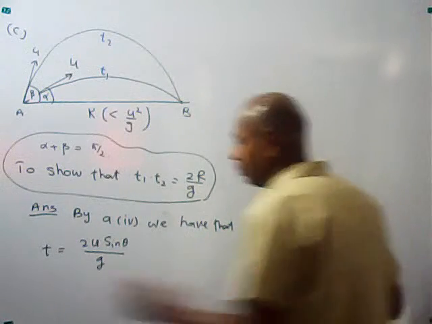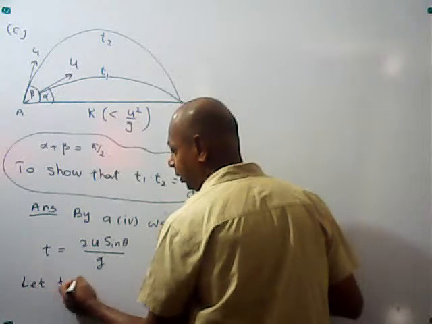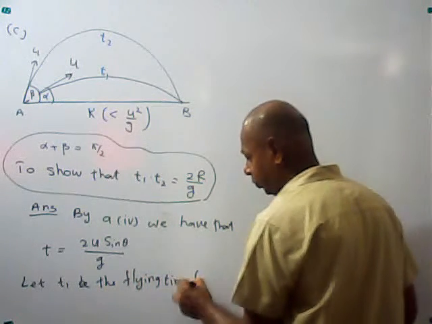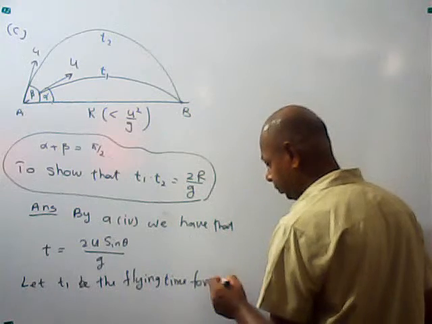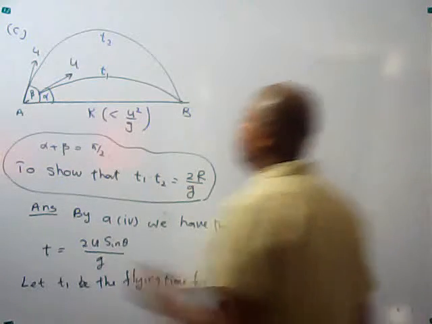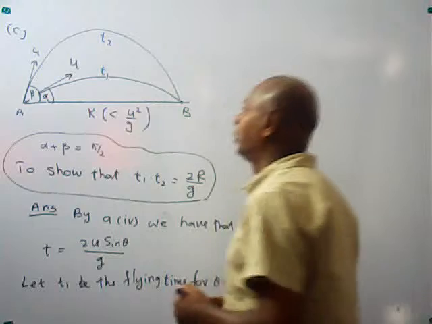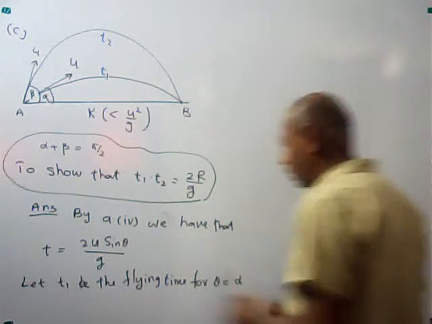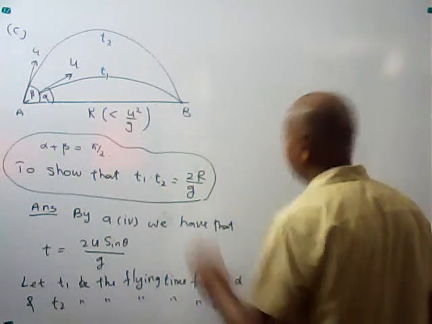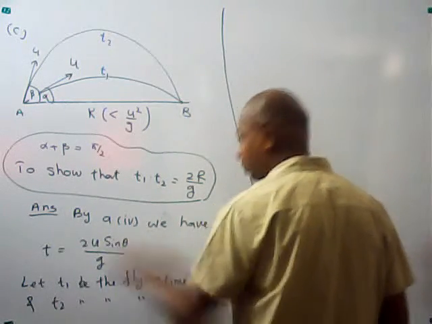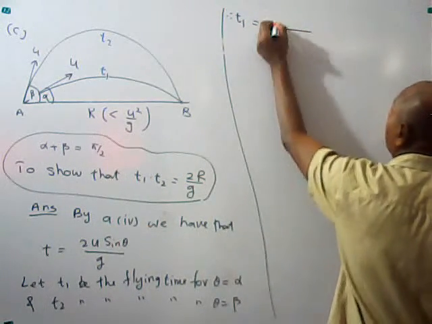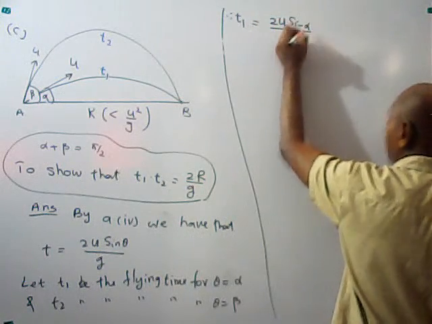Better we introduce them. Let T1 be the flying time for theta equals alpha, and T2 be the flying time for theta equals beta. I'll take alpha, beta, right? So just replace theta by alpha, you get T1. Therefore, T1 equals 2U sine alpha over G.